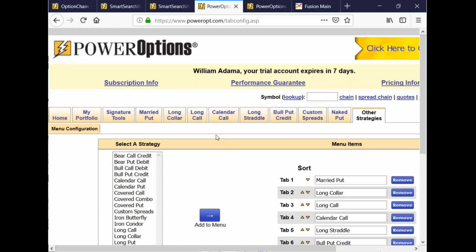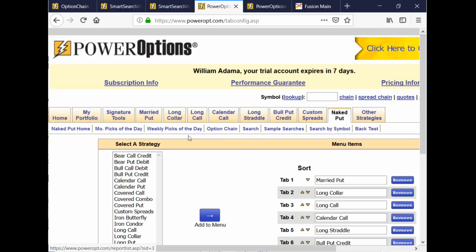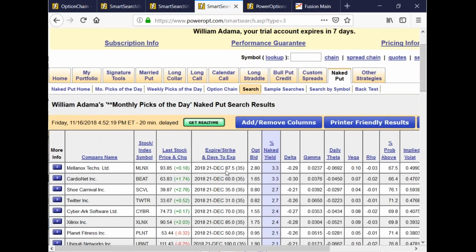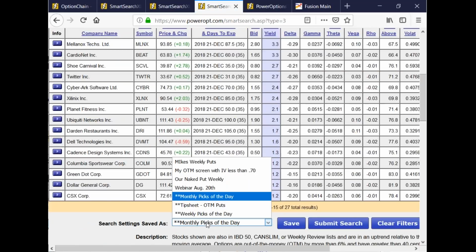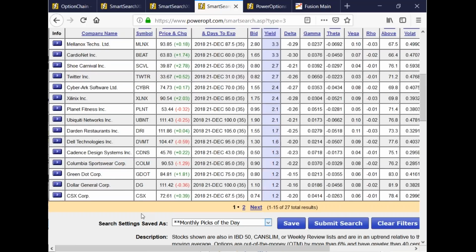Okay? You can customize that based on what expiration time frame you want. On a naked put, we do have a default criteria that Ernie tested for monthly picks of the day, naked puts with a monthly expiration, and weekly picks of the day. But just as we saw with the calendars, if I go into search, I see the results that match one of our default criteria, and I have other saved searches that we did during our webinars, Paul. But you can customize this any way you want to.